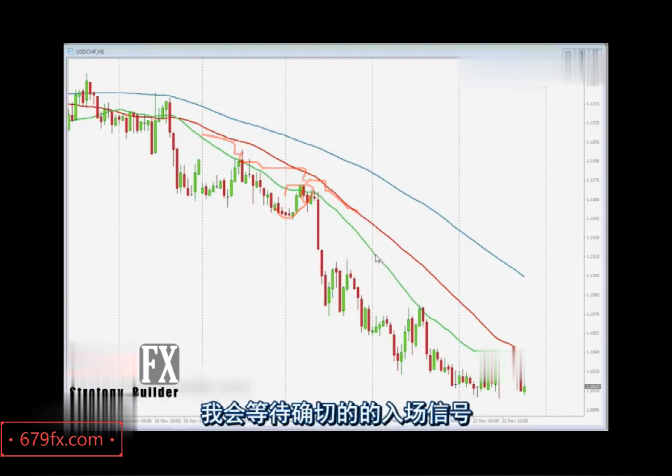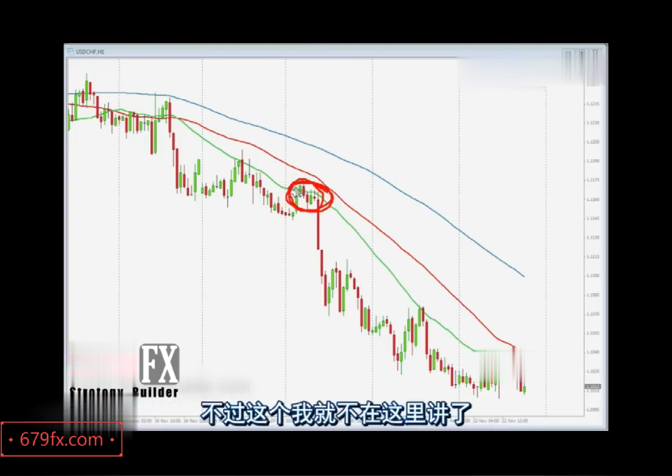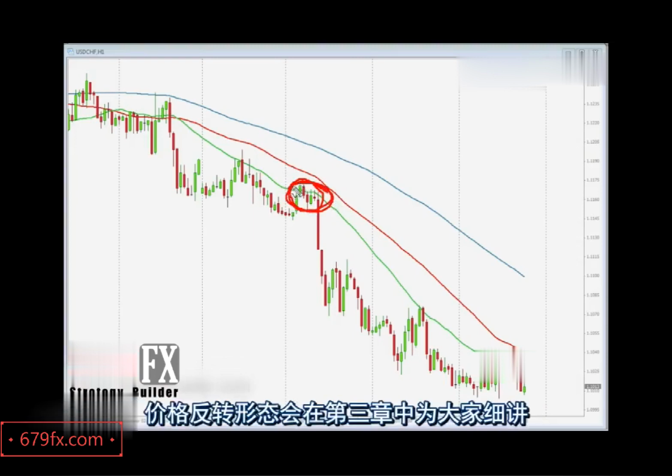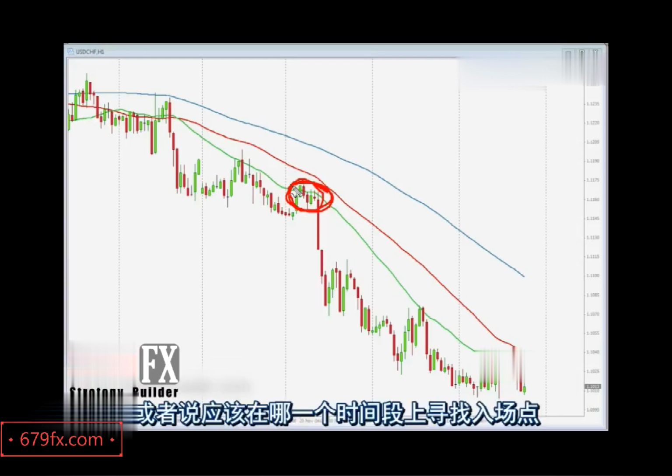My entry signal will be triggered on the short time frames upon a reversal price formation. I don't want to get into that. I explained the reversal formations in chapter number 3 of this trading course. For the time being, I just want you to have a picture of how my trading system goes, as far as where in the chart I would search for those entries.